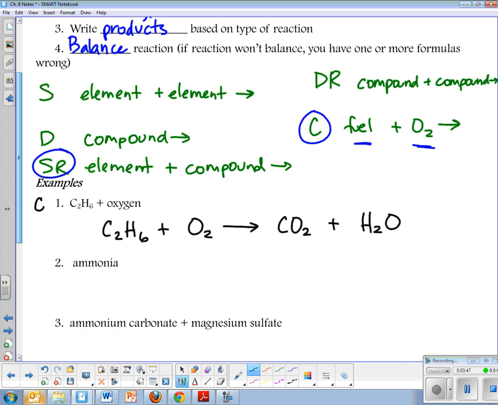Okay? So we've got the type, we wrote the products, now our job is to balance it. That's always going to be our last step. So I'm going to go through and say, okay, combustion, it helps to balance it alphabetically. So if I do carbon first, I'd put a 2 here. Hydrogen, there's 6 on the reactant side, so 2 on the product. So what times 2 is 6? So 3.